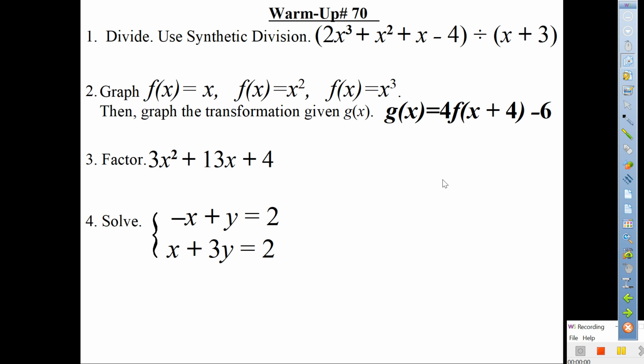Again, warm-up number 70 is on the screen. You should be able to do all 4 of them by now. Number 1 is divide using synthetic division: 2x cubed plus x squared plus x minus 4 divided by x plus 3.